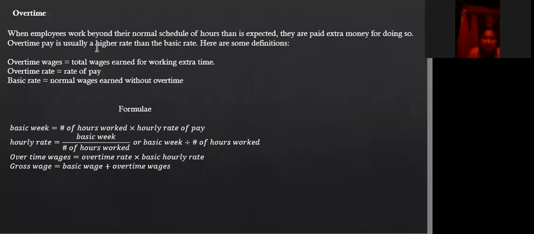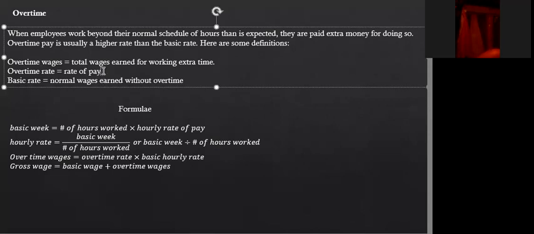Overtime. When employees work beyond their normal schedule of hours than is expected, they are paid extra money for doing so. Overtime pay is usually a higher rate than the basic rate. So here are some definitions. We have overtime wages, which is equal to the total wages earned for working extra time. Overtime rate is the rate of pay for the overtime.